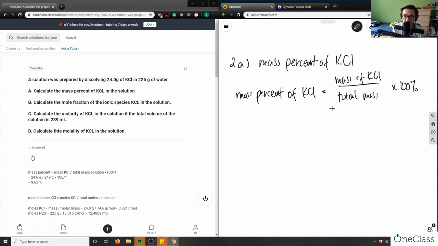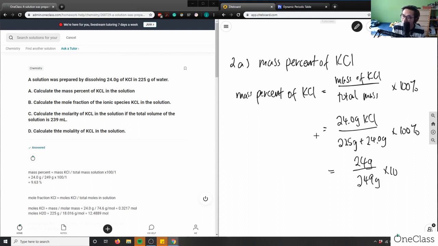So in order for us to solve this, we have the mass percent, which is what we're solving for. So this would equal mass of potassium chloride, in grams, 24.0. So we don't have to do much math here. 24.0 KCl, and we're going to divide that by the total mass, the mass of the total solution, so the total KCl and water. So this would be 225 grams of water plus 24.0 grams, multiplied by 100%. So this gives me 24 grams over 225 plus 24, which is 249 grams, times 100%.